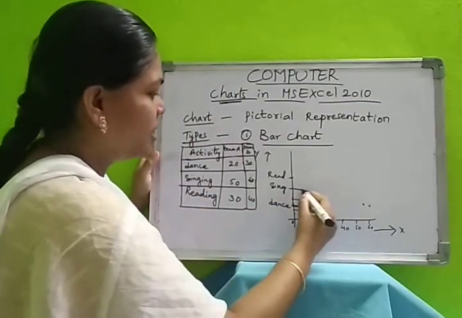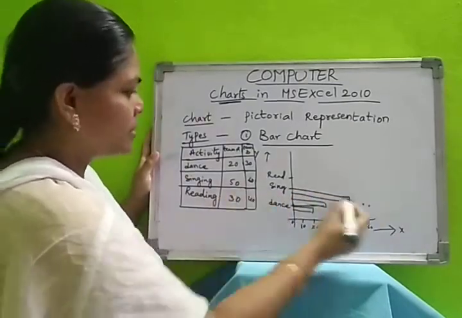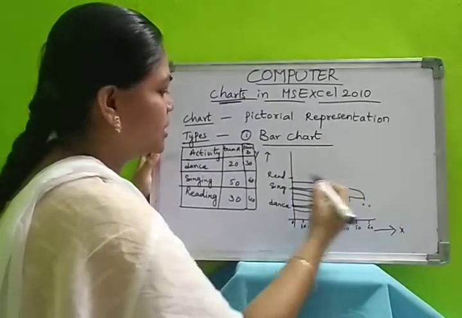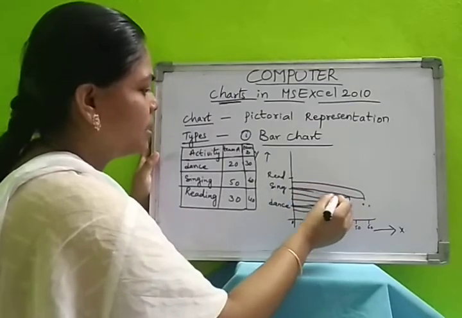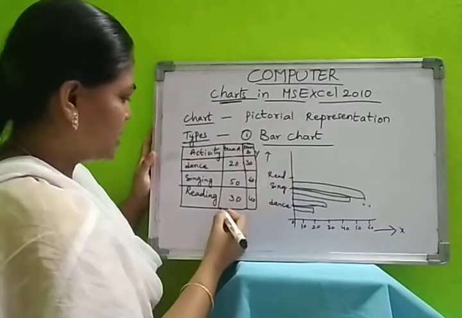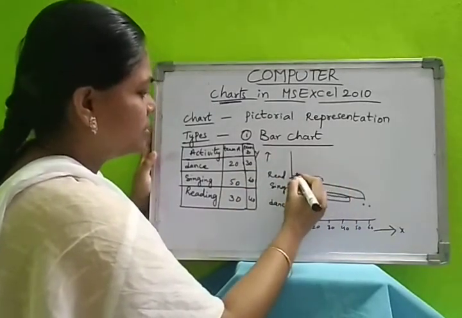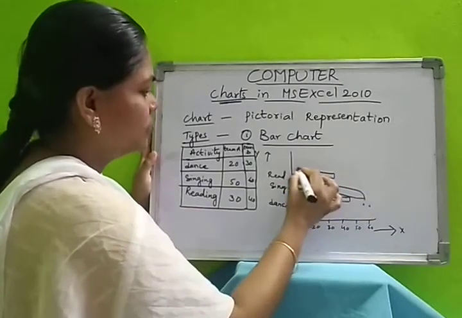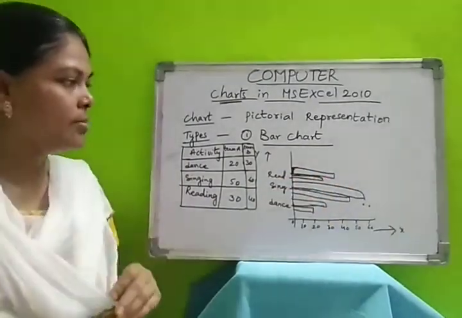50 members. In A team, 50 members are there. And in B team, how many members? 60 members. So B team, total 60 members are there. Like this, the chart will be displayed. See the lines. It draws the horizontal bars. So next one, reading. How many members are there? 30 members in A team and 40 members in B team. Okay. It displays the horizontal bars like this.